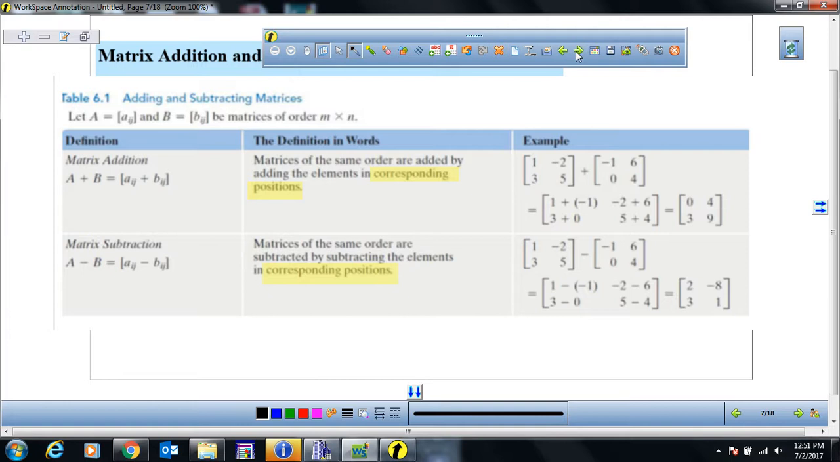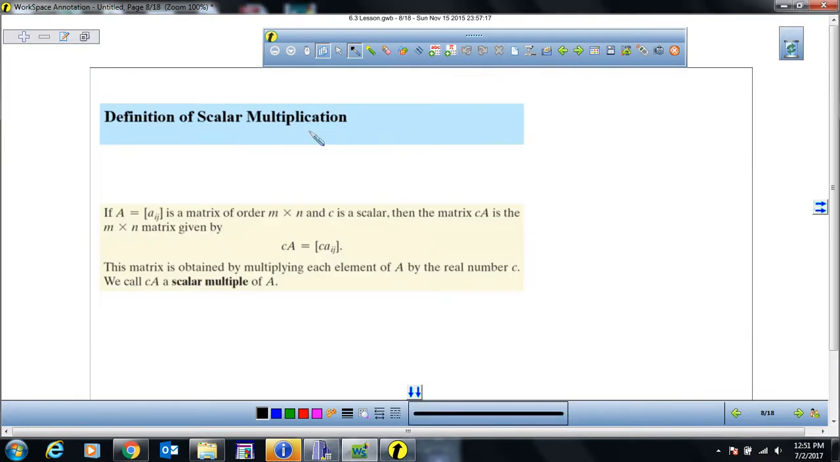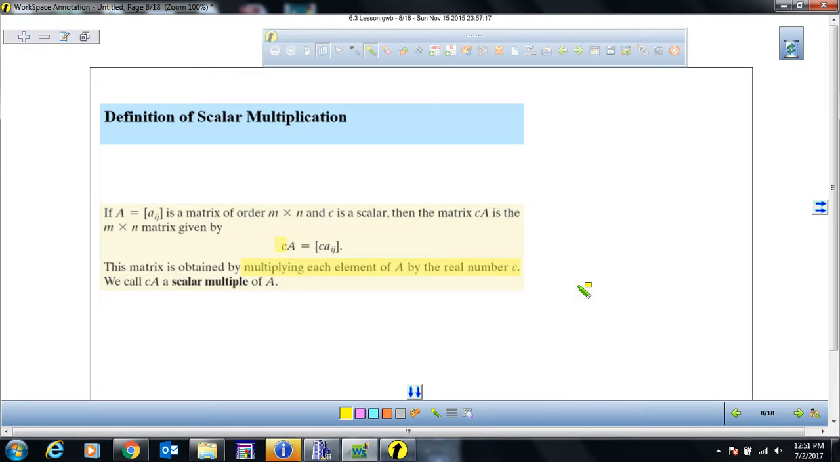Now, we're going to discuss the definition of scalar multiplication. Now, what does it mean by scalar multiplication? I mentioned it to you. It means multiplying a matrix by a number. So if I give you any given matrix A, and I say C times A, where C is a number, all you have to do is multiply each element in matrix A by that real number C. That's what that C times A means. Multiply each element in that given matrix A by that given number C.